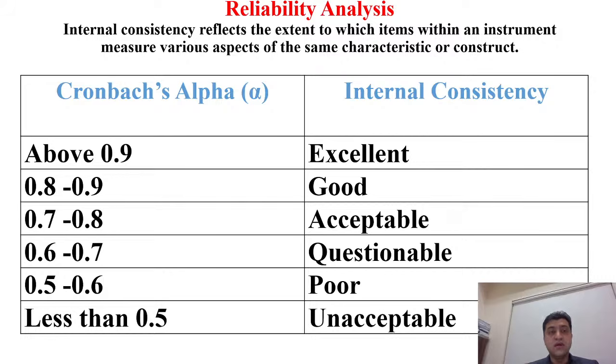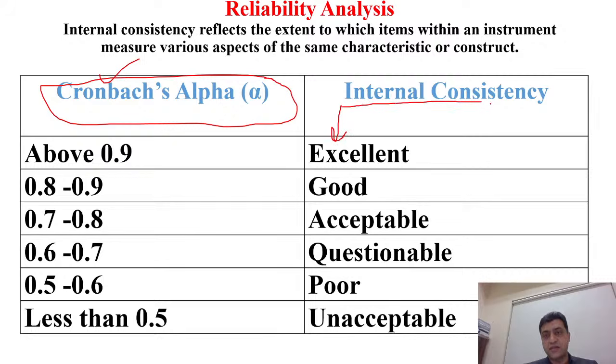For that, we can use this Cronbach's alpha. Cronbach's alpha is a value that has been given by Cronbach, and the value of Cronbach's alpha corresponds to these levels of internal consistency. What we are measuring is the reliability or internal consistency of the questionnaire. Another thing: if you're using reverse questions and you're not reverse coding them, then you'll have problems here.